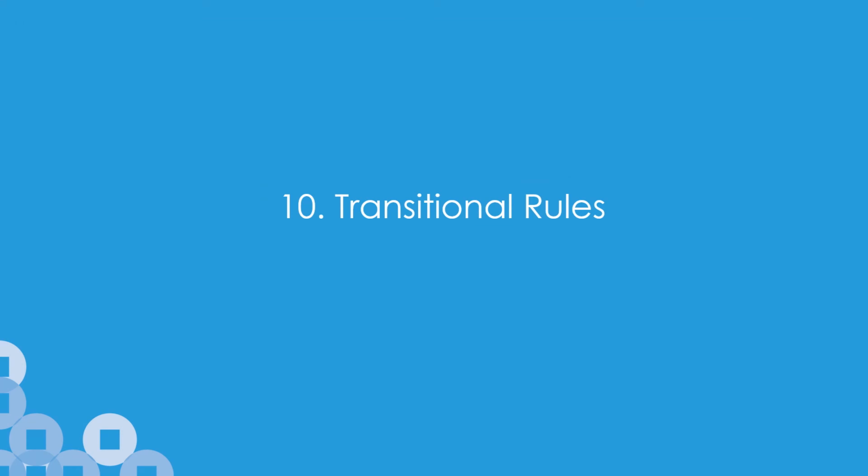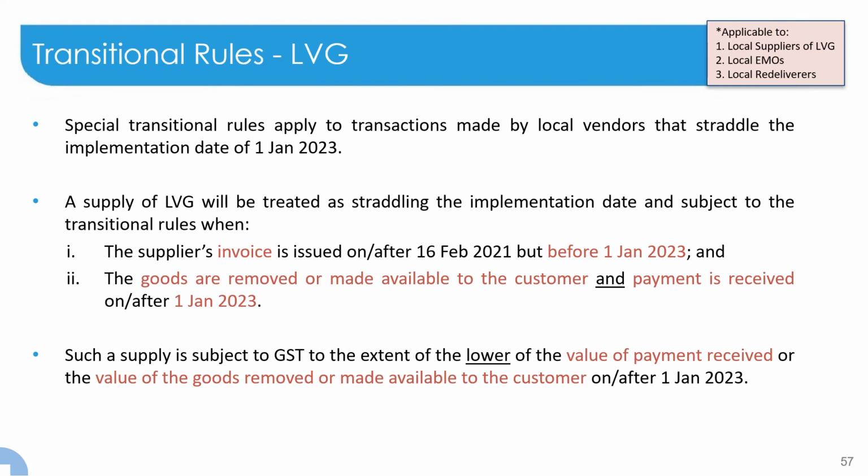Next, we wish to highlight that transitional rules will apply to transactions that straddle the implementation date of 1st January 2023. Do note that this slide is applicable to local suppliers of LPG, local EMOs, and local redeliverers that are recorded as the suppliers of LPG.